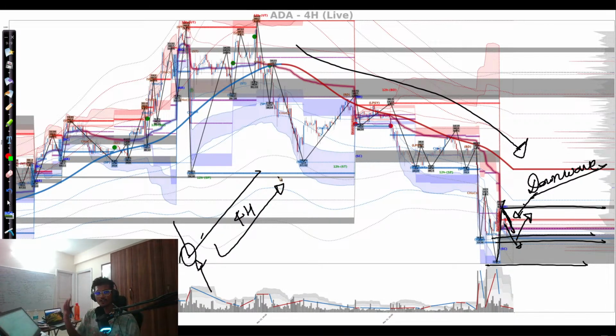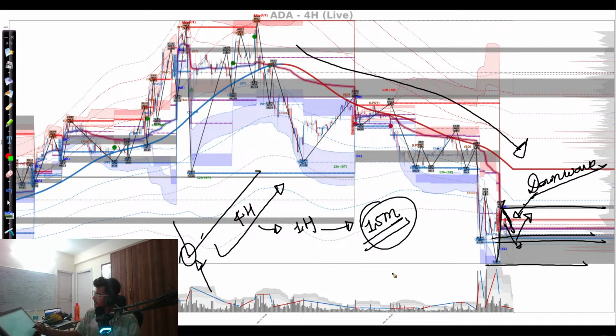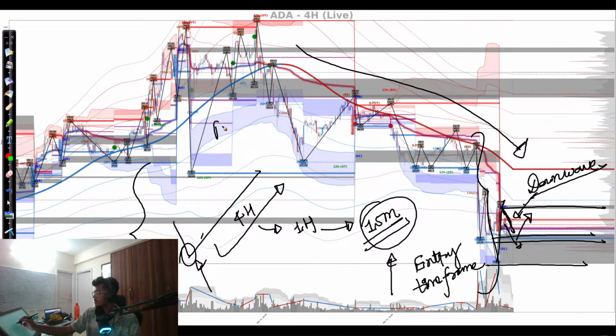So we know on the longer term that it's gonna go up, right? Now let's zoom in and take the 1-hour chart and see what's going on there. Again, zoom in on the 1-hour chart and then see what's going on on the 15-minute chart. That's your entry time frame. When you combine all this, that's multiple time frame analysis.